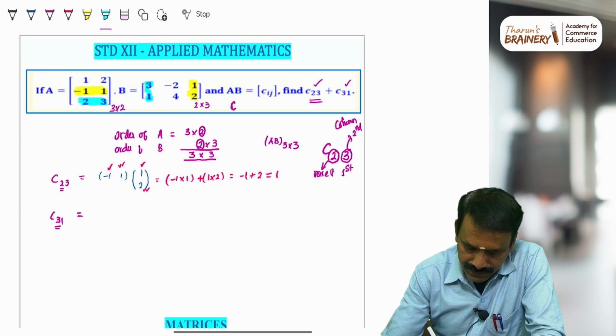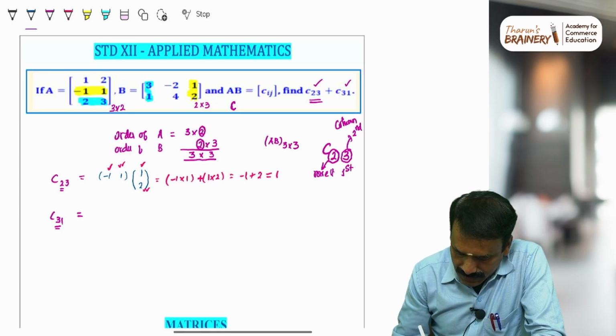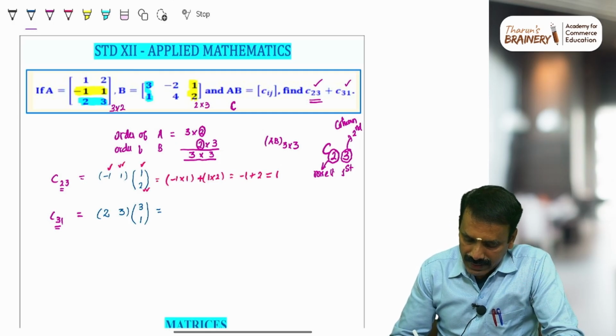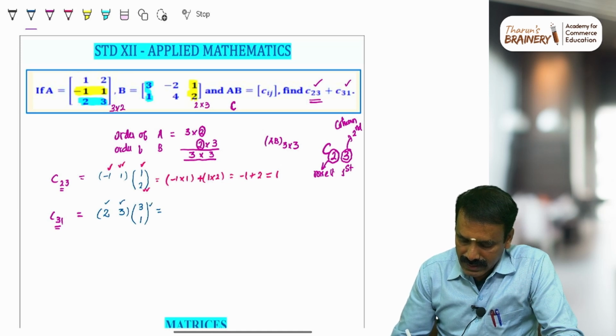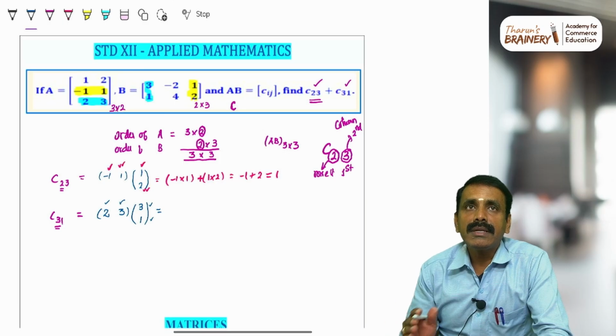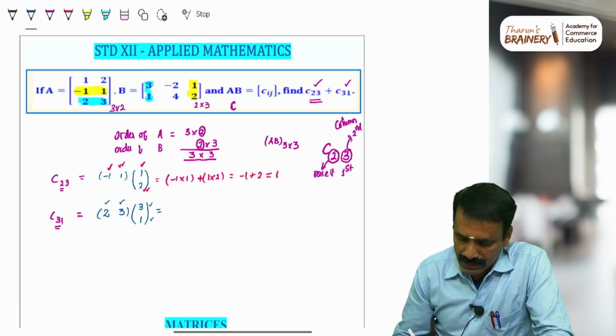So, we write: the third row is going to be 2 and 3. The first column is going to be 3 and 1. We are going to find the product. And you can very well see we again have 2 elements in the row and 2 elements in the column. Correct? So, the first element will be multiplied with the first element, the second element with the second element. Start multiplying.